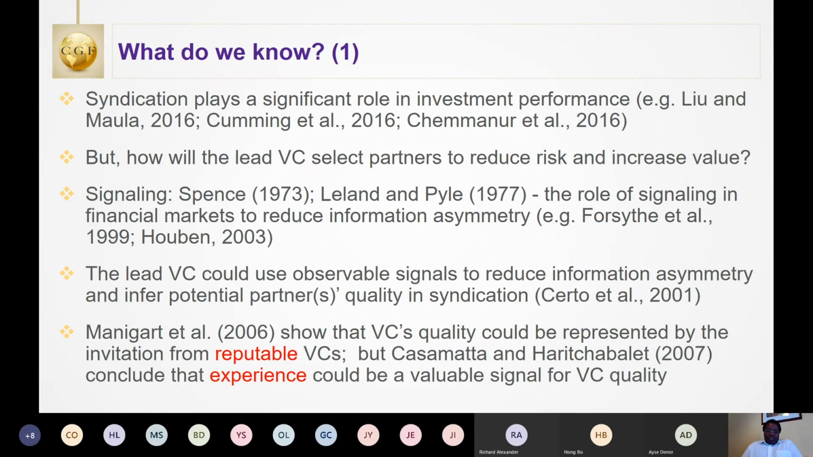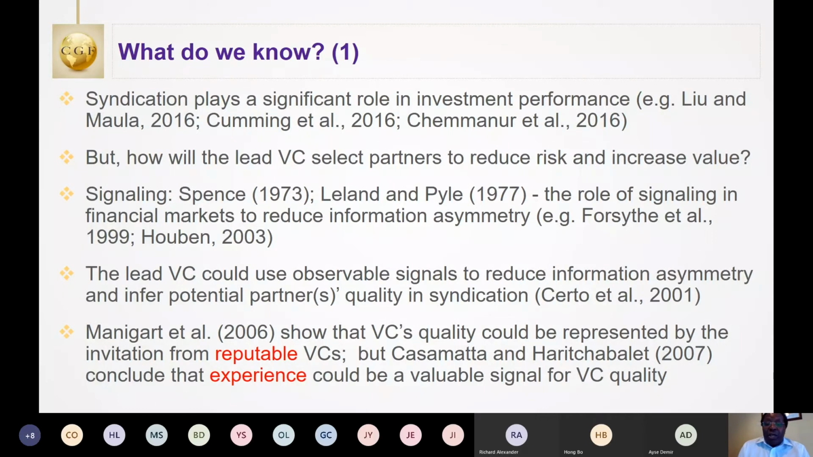Okay, what do we know? And this is the literature. The major issue we start with is to realize the important role played by syndication. And syndication of all types is very important in investment performance, even under uncertainty.